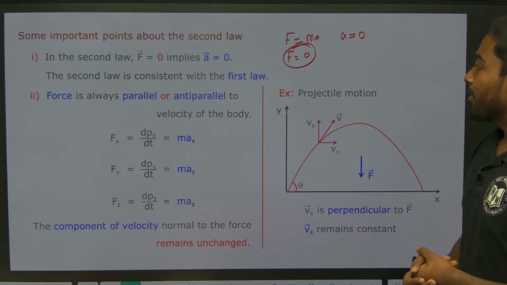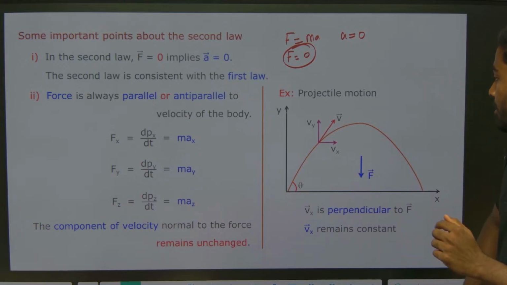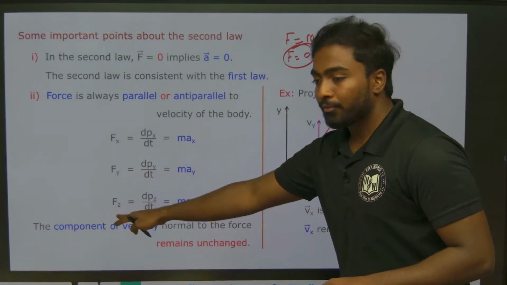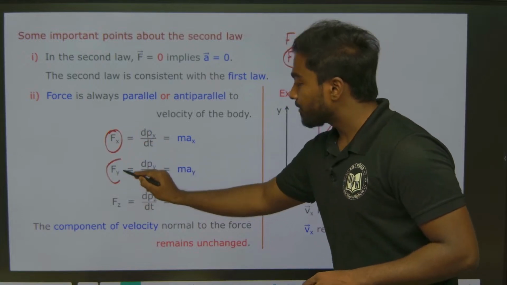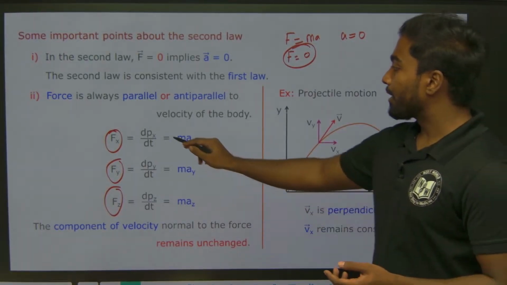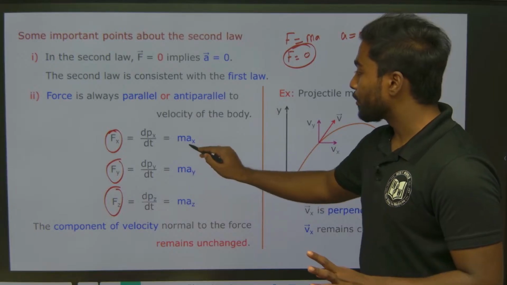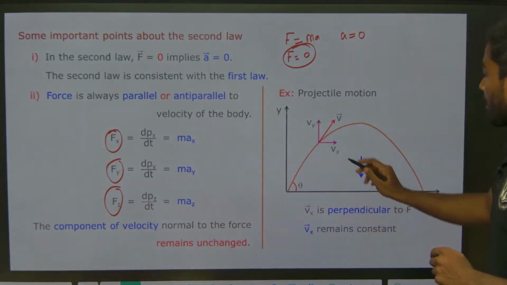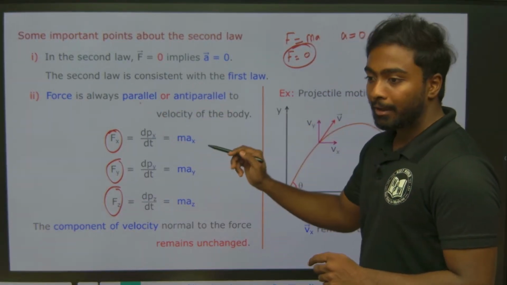Force is always parallel or anti-parallel to the velocity of a body. If I talk about Fx, Fy and Fz, the force in the x-axis, y-axis and z-axis, it is nothing but the rate of change of momentum with respect to time in the x, y and z axes, so mass into acceleration along x, y and z. So they are saying force is always parallel or anti-parallel.